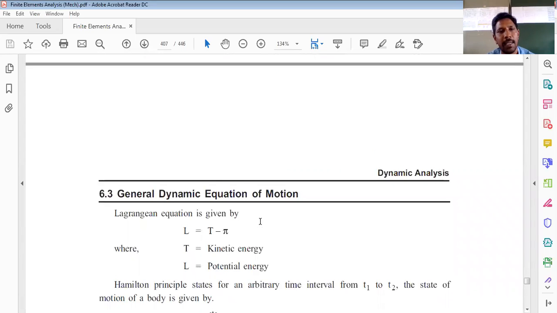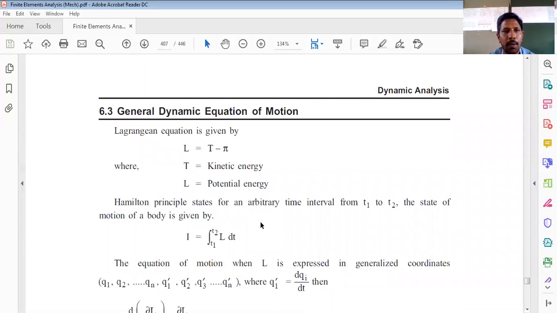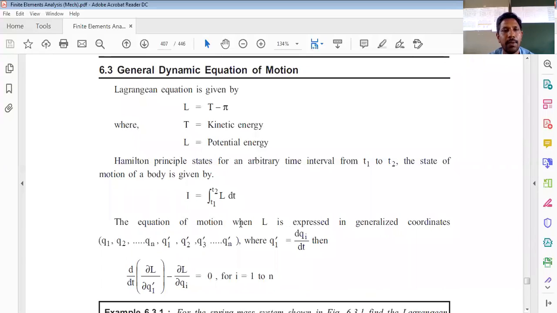of dynamics of machines. So the general dynamic equation of motion, the Lagrangian equation of motion, is expressed as L equals T minus pi, where T is kinetic energy and pi is potential energy. So Hamilton's principle states that for an arbitrary time interval from t1 to t2, the state of motion of a body is given by I equals the integration over time t1 to t2 of L dt. So this will give us the equation of motion.